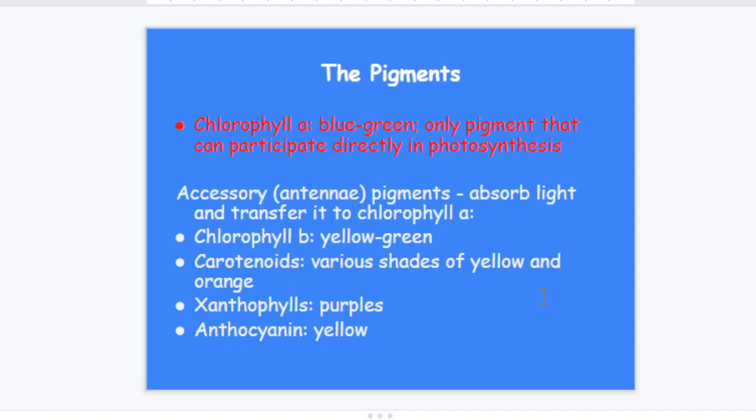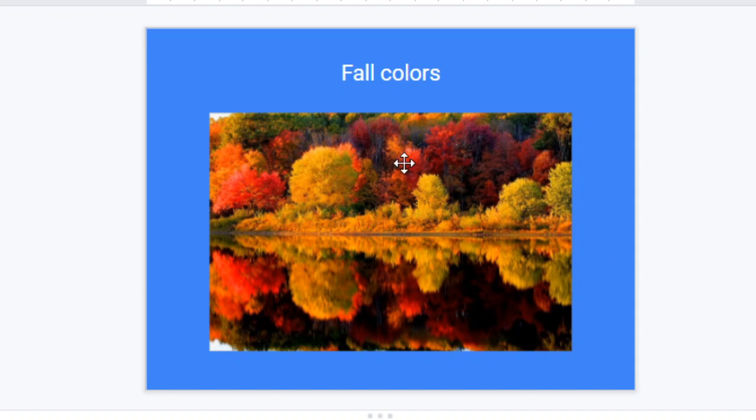Carotenoids are various shades of yellow and orange. Xanthophylls are purples, and anthocyanin is yellow. So you can see some of these are even for fall, that they're more active than the chlorophyll when we get to the fall, as we get to colder weathers, as you guys are seeing now. And that's why we get all these different colors, because some of these pigments are more active at certain times of year than others. So if your green trees are not staying green, it's because your chlorophyll A is not as active as it once was, okay?